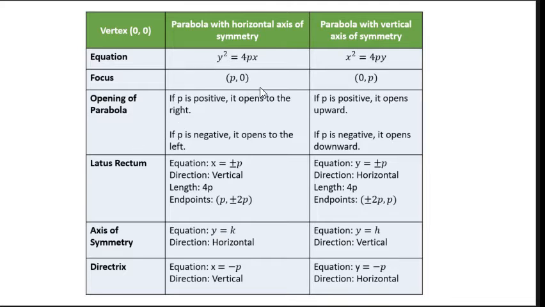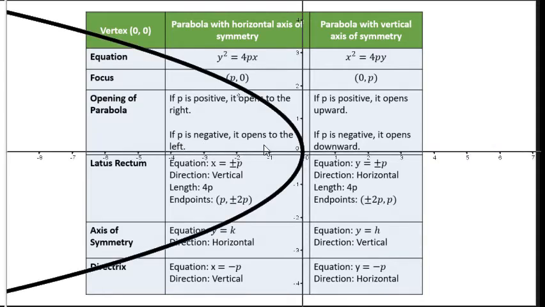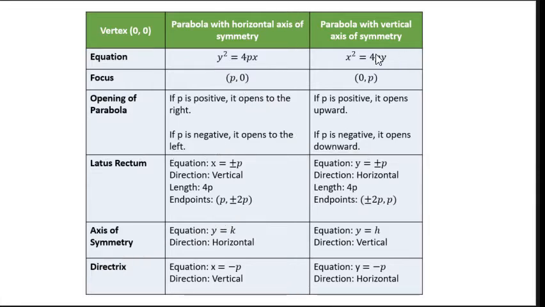For the opening of the parabola, in the parabola with the horizontal axis of symmetry, if the value of p is positive, then the parabola opens to the right. But if the value of p is negative, it opens to the left. For the parabola with vertical axis of symmetry, if p is positive, it opens upward. And if the value of p is negative, it opens downward. So for positive values of p, it's either rightward or upward. For values of p which is negative, it is either leftward or downward.